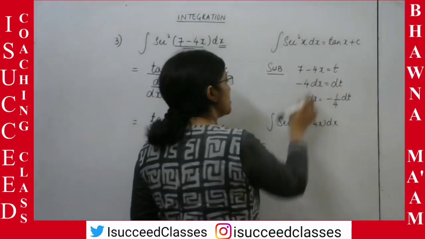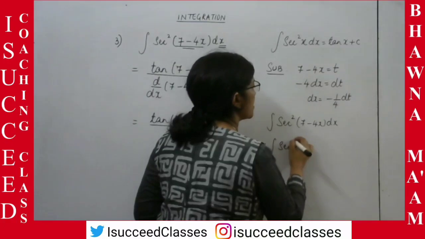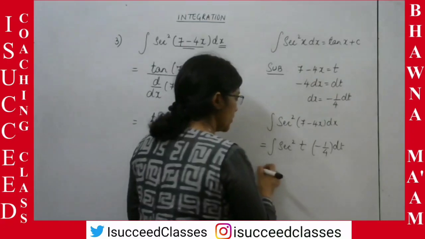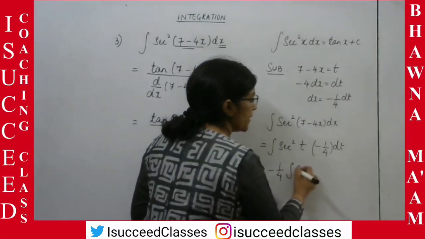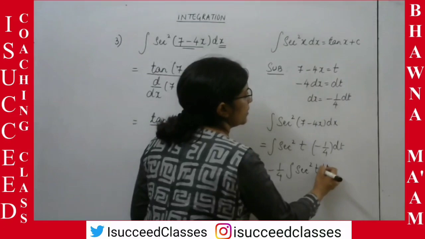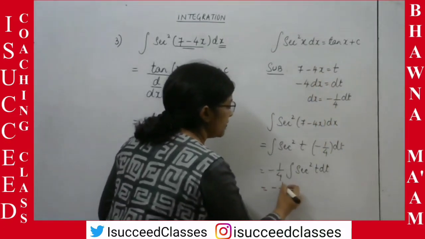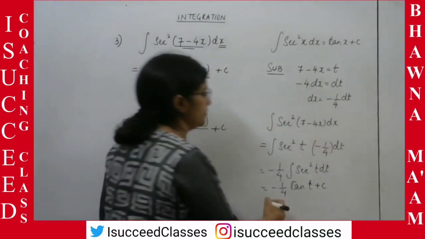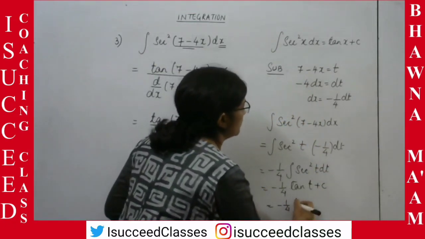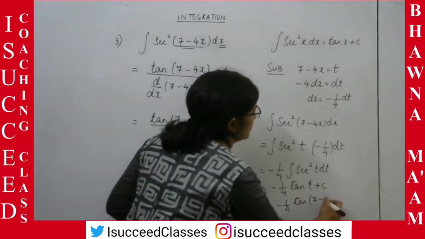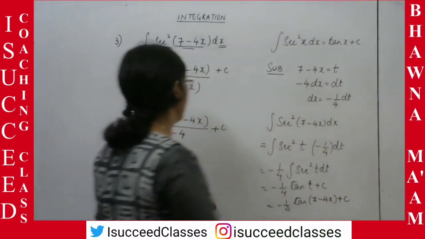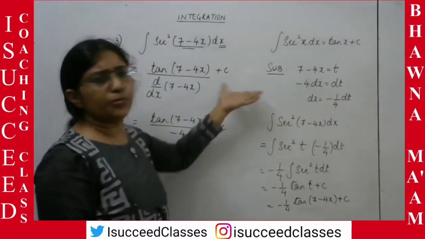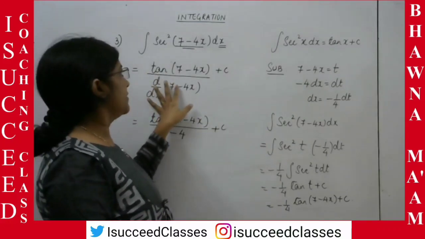So when we put this in the integration, it will become sec square t and minus 1 by 4 dt. So minus 1 by 4 is a constant. Let's put it outside. It is sec square t dt. Of course, the integration is tan t. And yes, replace t back. That's what we have over here. So it can be done by both methods, by substitution or direct.